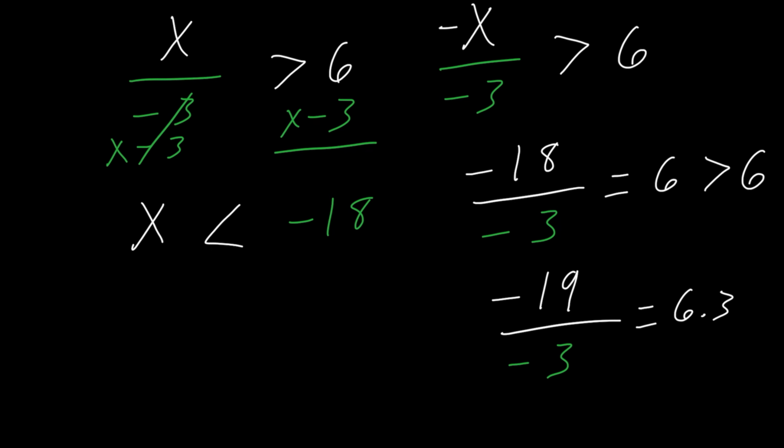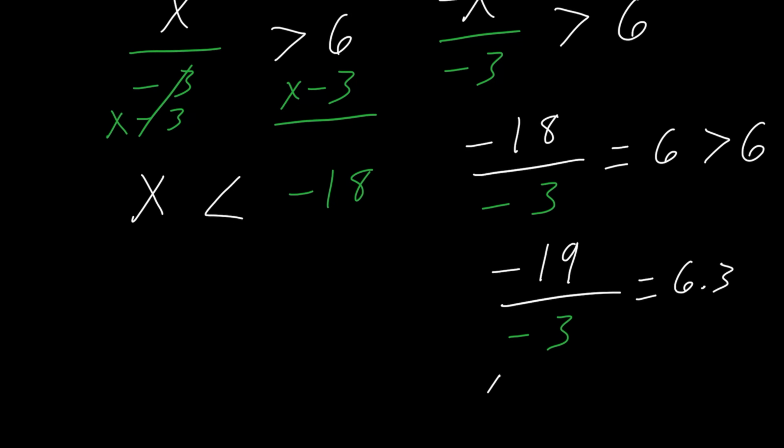So in this instance, x was equal to negative 19. Now let's take a look at our original answer. X is less than negative 18. Is negative 19 less than negative 18? Well, you might think, hey, look, 19 is bigger. Well, remember when we're talking about negative numbers, it's the opposite.